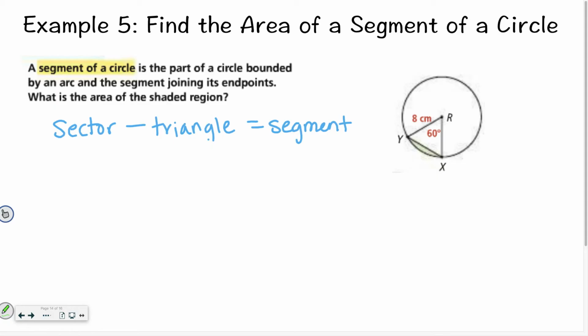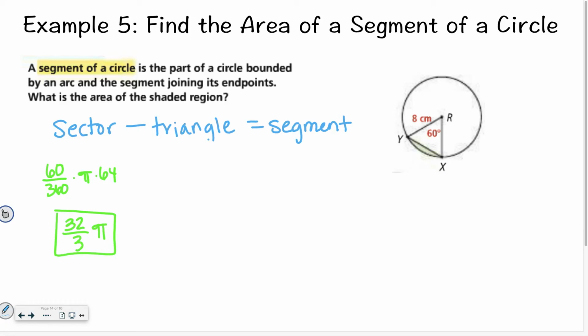So let's start out by finding the sector. So our central angle is 60, so I say 60 over 360 times pi r squared, and our r value is 8. 8 squared is 64. If I multiply 60 and 64 and then divide that by 360, I end up at 32 thirds pi as my area of the sector.